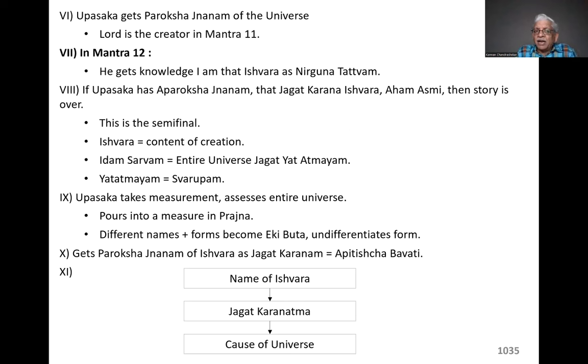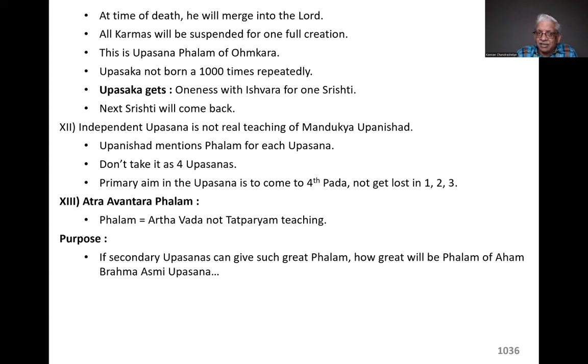Okay. In mantra number 12, we will get the knowledge of Nirguna Tattva Ishvara. Ishvara has got two forms. Jiva also has two forms. One is the Saguna version. The second is the Nirguna version. We have already seen in the seventh mantra, the Nirguna version of the entire universe. Once again, in the 12th verse, we are going to get the Nirguna version explained through the padas, through the matras.